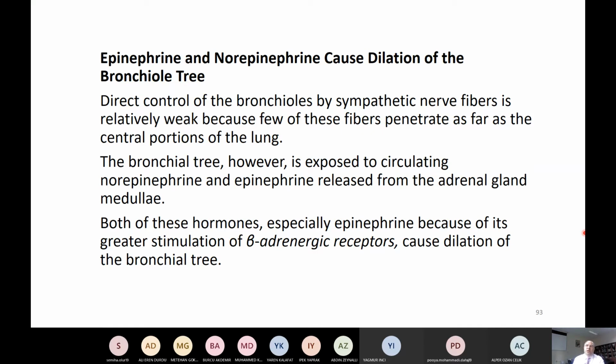So we use bronchodilators during an asthma bronchiale attack, okay? We give sympathomimetic drugs. Aerosols containing epinephrine or sympathomimetic drugs can be used in asthma attacks.